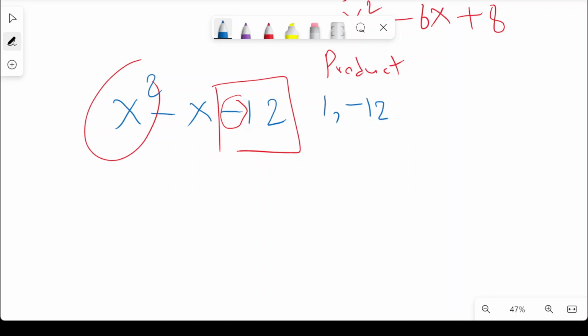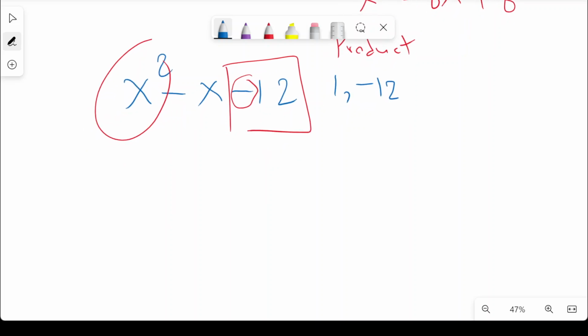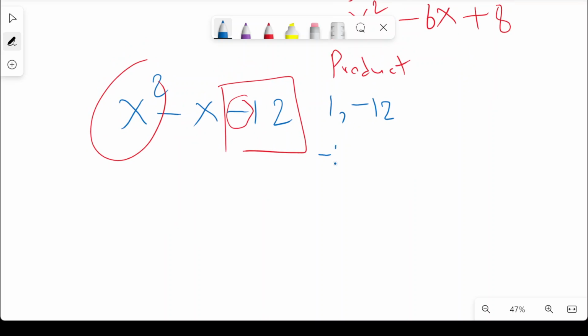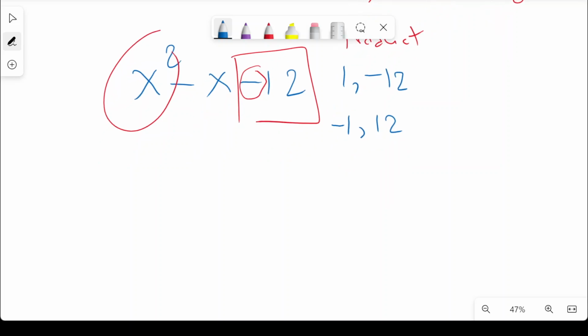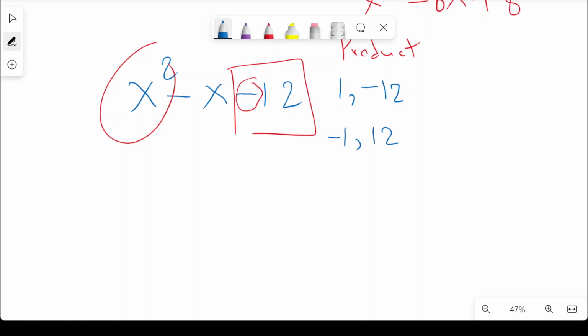Okay, now the second column would be the sum, right? So I will write it later. So the next pair would be negative 1 and 12. For this example, sign does matter, like I said, because negative 1 and 12 and 1 and negative 12 are not the same thing. The product is the same, but the sum is not, right? Because you have to find the correct numbers, the correct product. So be careful for this type of example.